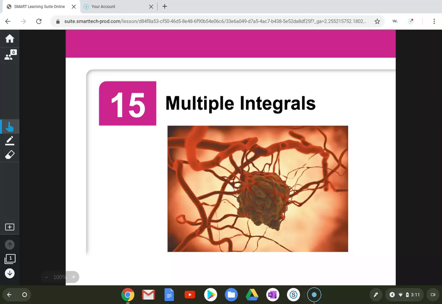So today we're starting chapter 15. Chapter 15 is my favorite chapter. It's on multiple integrals. In all honesty, I have no idea how this image here relates to multiple integrals, but I'm excited to find out. So anyway, today we're just doing a simple lesson. Hope that it goes well. Let's get started.